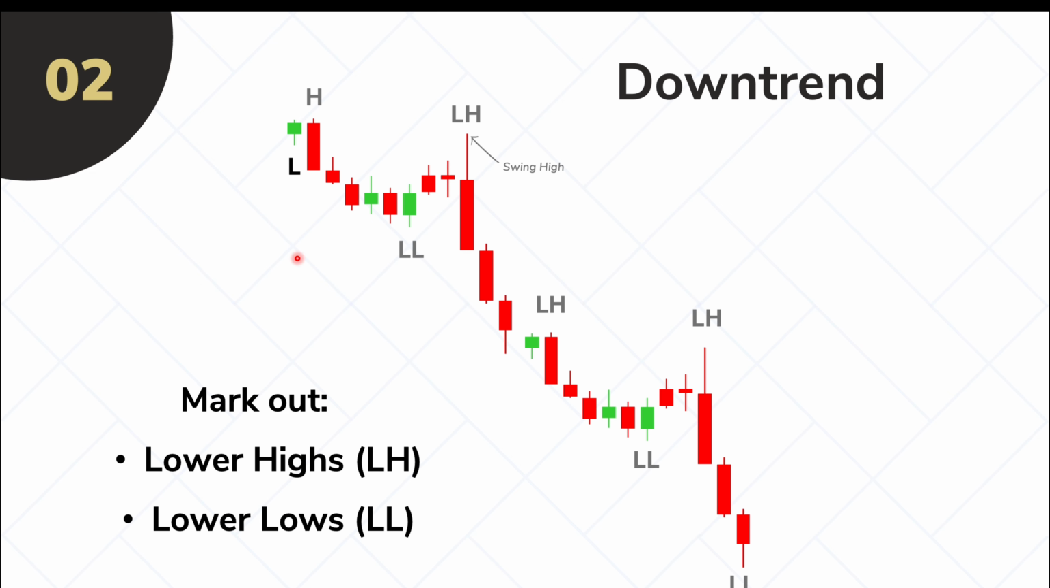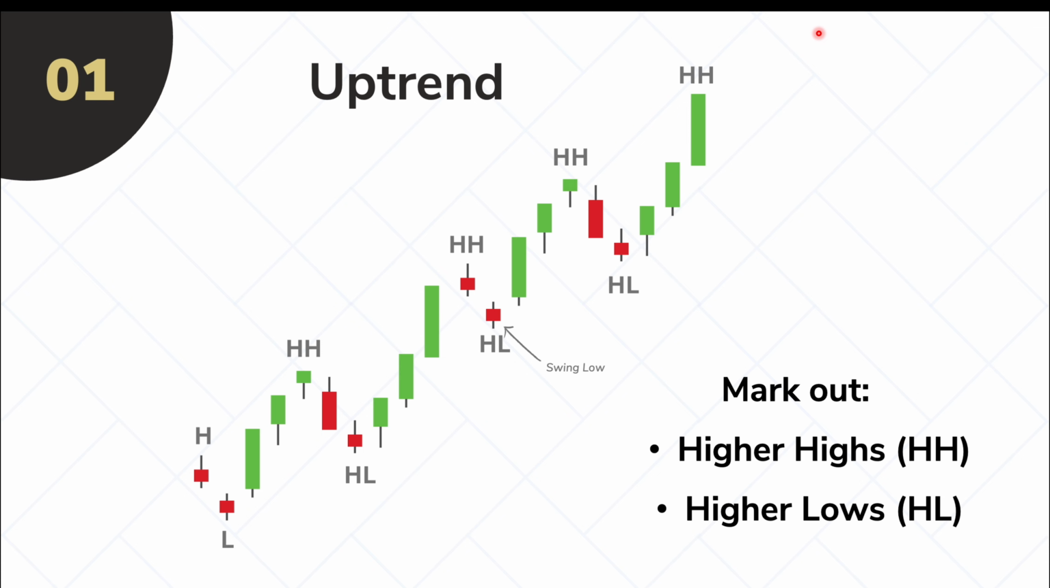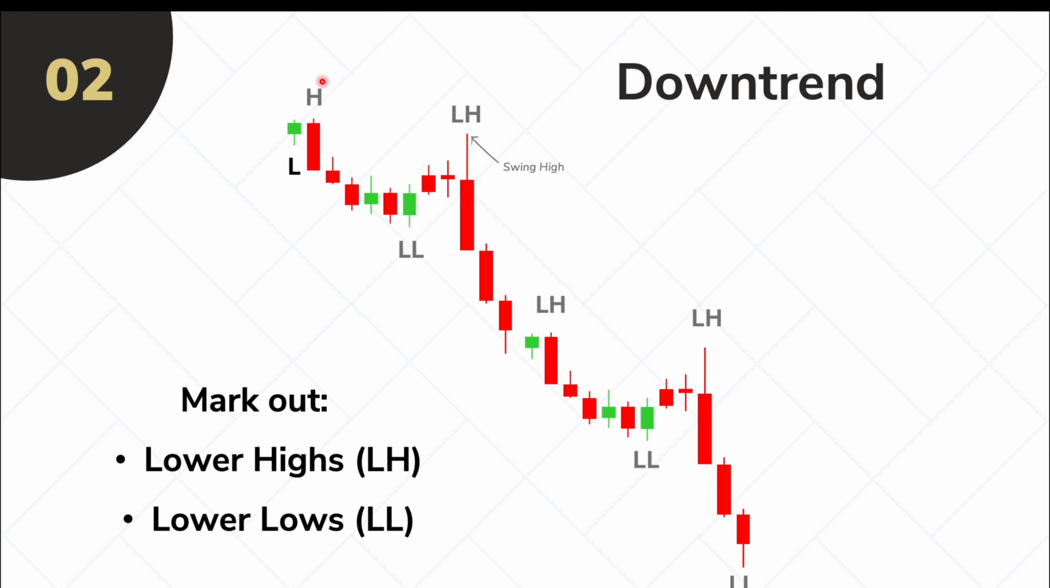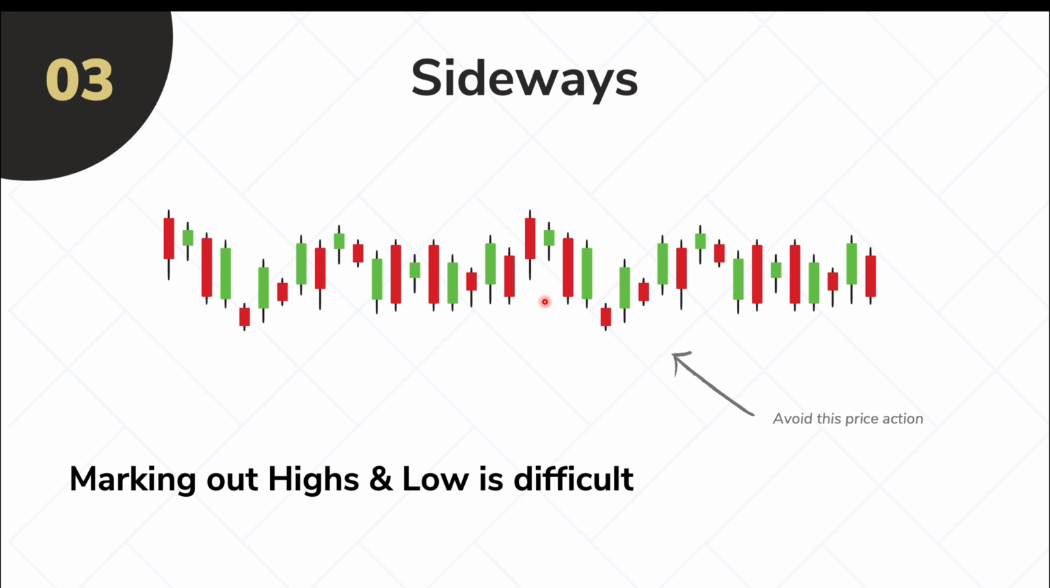Keep trading a downtrend and an uptrend because in those moves, you can make the most money. If you're in an uptrend, you can go long, going up. If you want to go short, do it in a downtrend. Sideways, stay off the charts. Marking out highs and lows is very difficult and just avoid this overall.